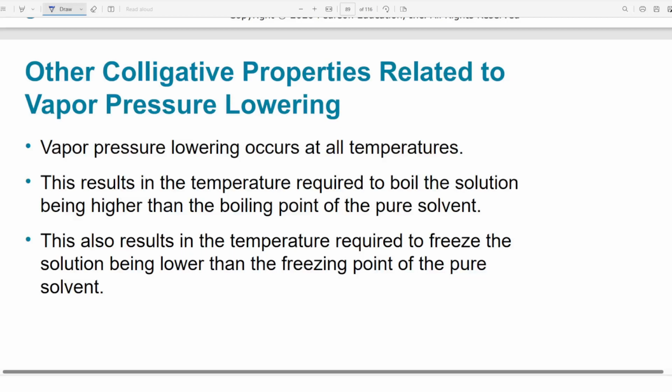When a solute is dissolved in a solvent, the vapor pressure lowering occurs at all temperatures. This results in the temperature required to boil the solution being higher than the boiling point of the pure solvent, and the temperature required to freeze the solution being lower than the freezing point of the pure solvent.